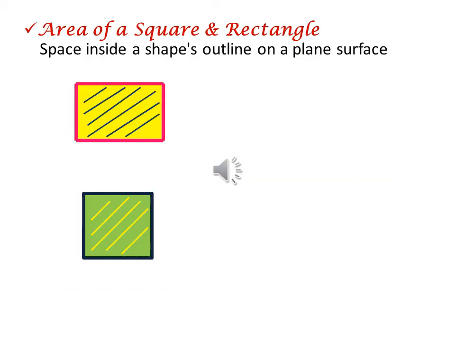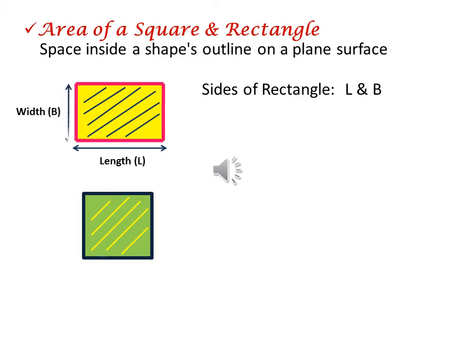So after learning how to calculate the perimeter of some basic figures, let's learn how to calculate the area of some of these basic figures like rectangles and square. As we all know, area is space inside the shapes outlined on a plane surface. So for rectangle, the sides of rectangle are length and breadth. So area of rectangle becomes length into breadth.